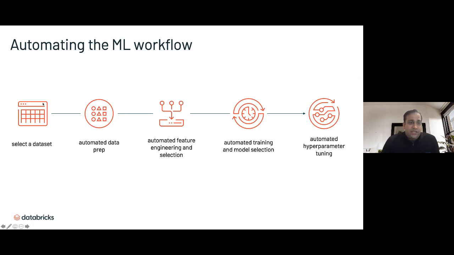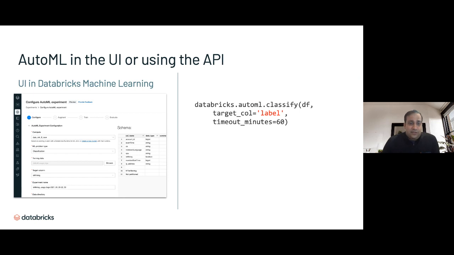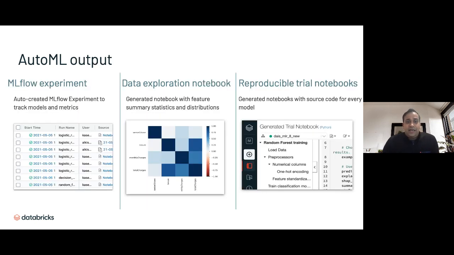So all you have to do is provide it with a data set, right? And once you say, okay, this is my data set, it will go in and automatically do the data prep for you. It will do feature engineering. It will do multiple runs on that data set, find the best model, and then it will give out some of the results, and then it will give out the output. So what does the output look like on AutoML?